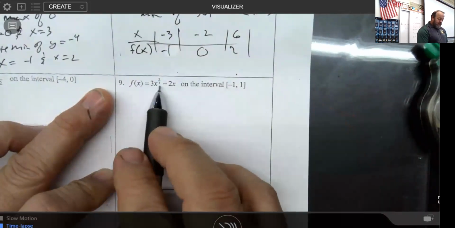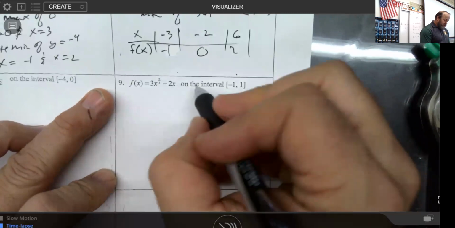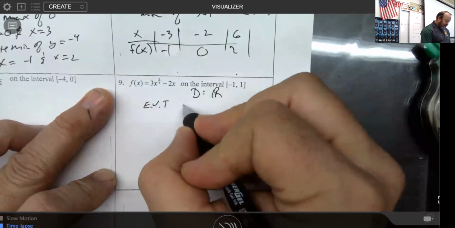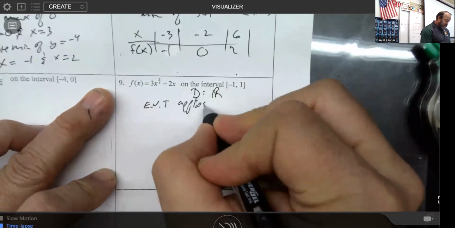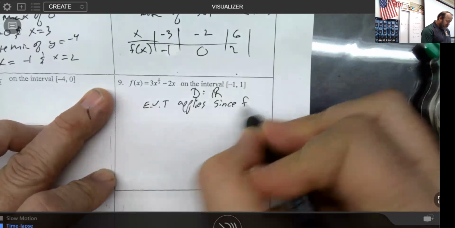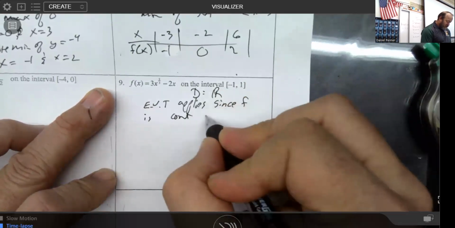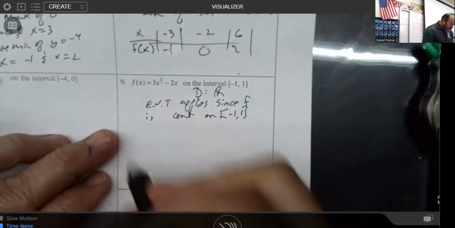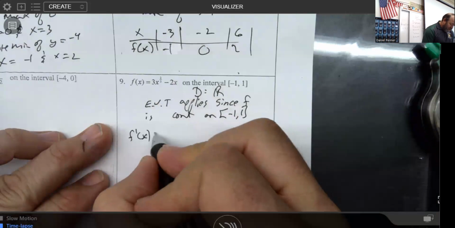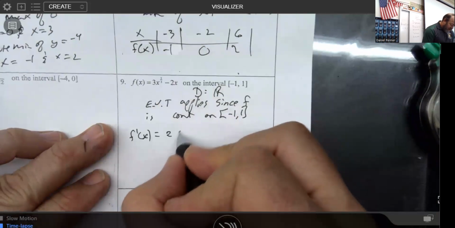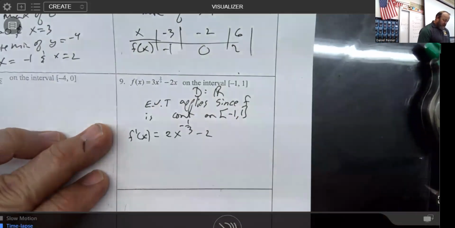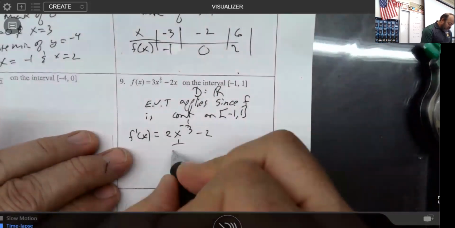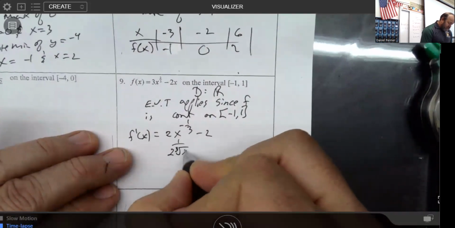I can take the cube root of numbers. I can do all of this stuff. Again, the domain is all real. So again, EVT applies since f is continuous on -1 to 1. So we know that that's good. So let's go ahead and quickly find f prime, which would be 2x to the -1/3 minus 2. Again, this is well defined, but this is 1 over 2 cube roots of x minus 2.